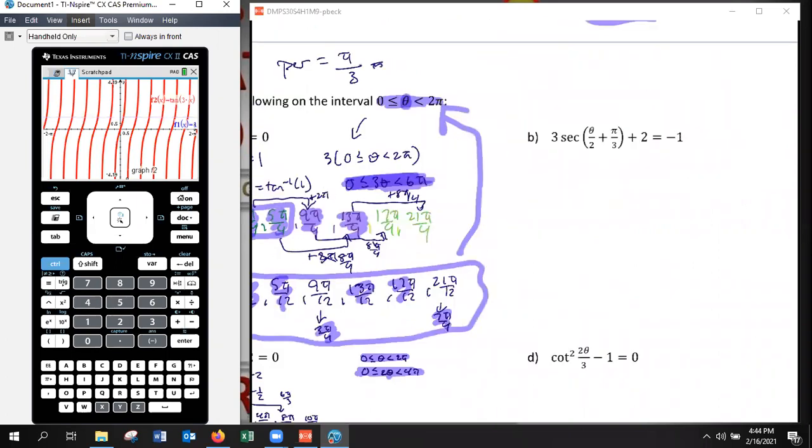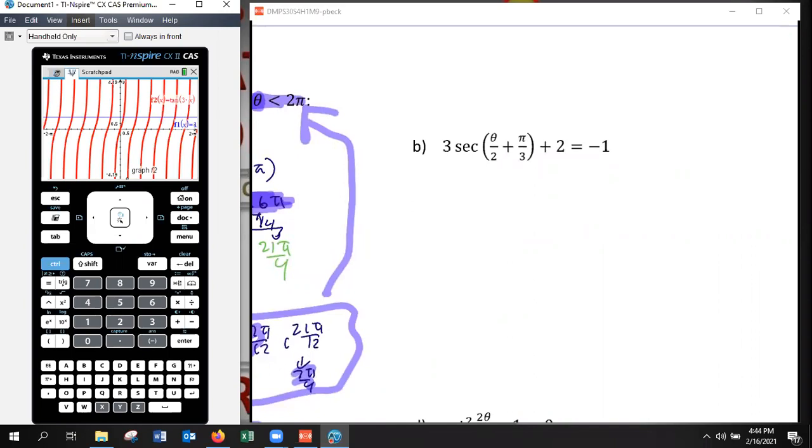So let's look at B. What happens with B? First thing we need to do is undo the +2. So 3 secant of theta over 2 plus pi over 3 equals -3. We divide both sides by 3. So secant of theta over 2 plus pi over 3 equals -1.